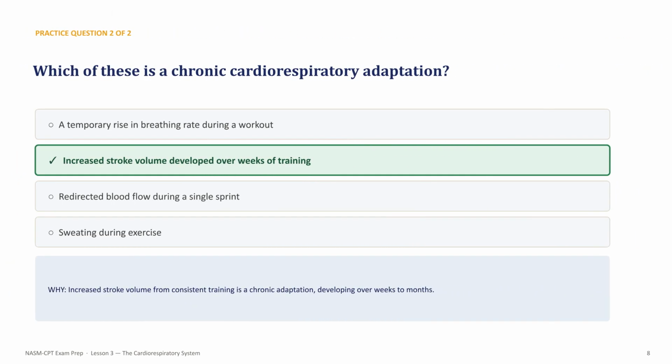One more question. Which of these is a chronic cardiorespiratory adaptation? Pause and think back to what we just covered. The correct answer is increased stroke volume developed over weeks of training. Here's why. Increased stroke volume from consistent training is a chronic adaptation, developing over weeks to months.